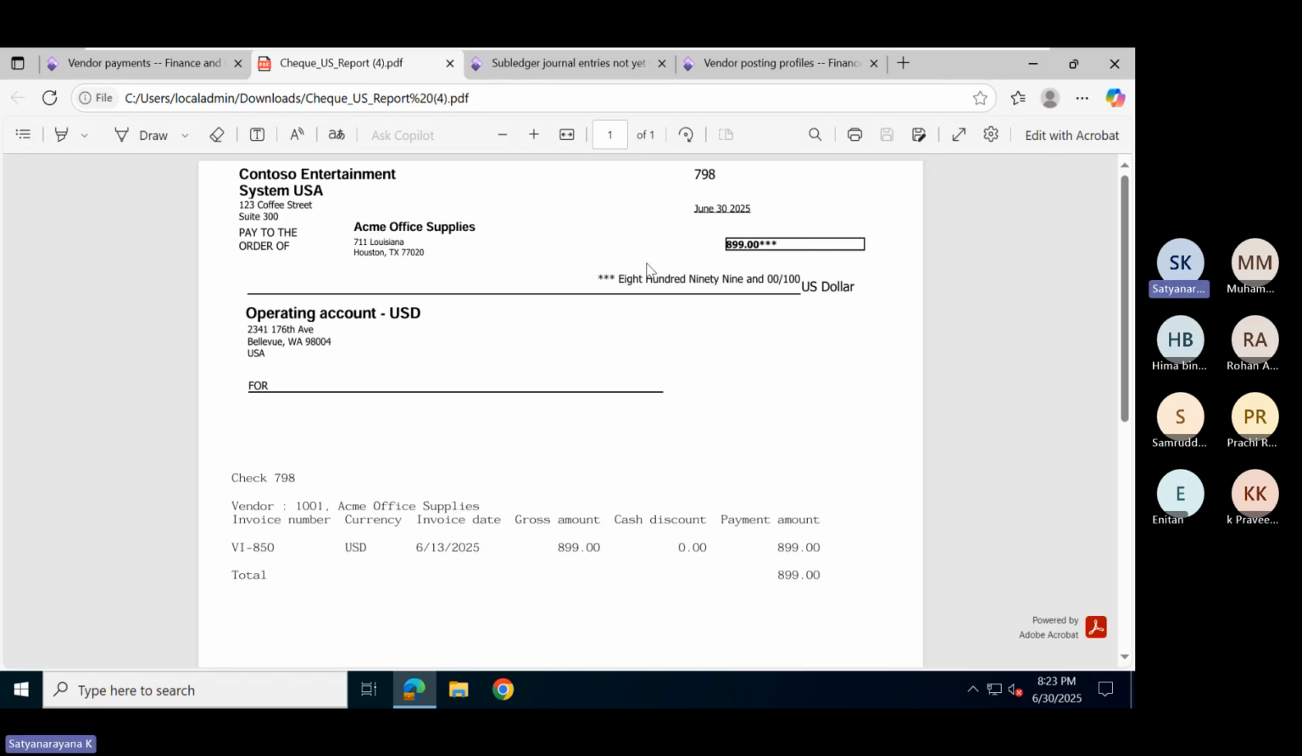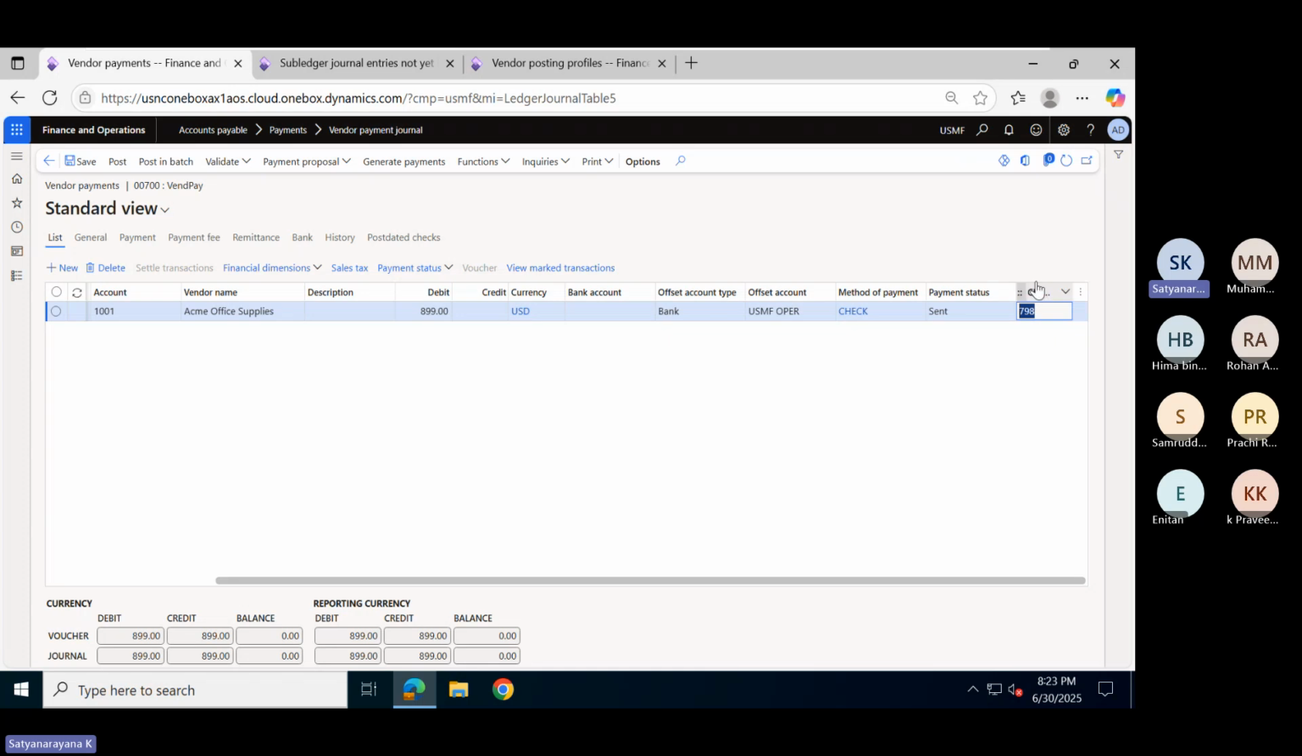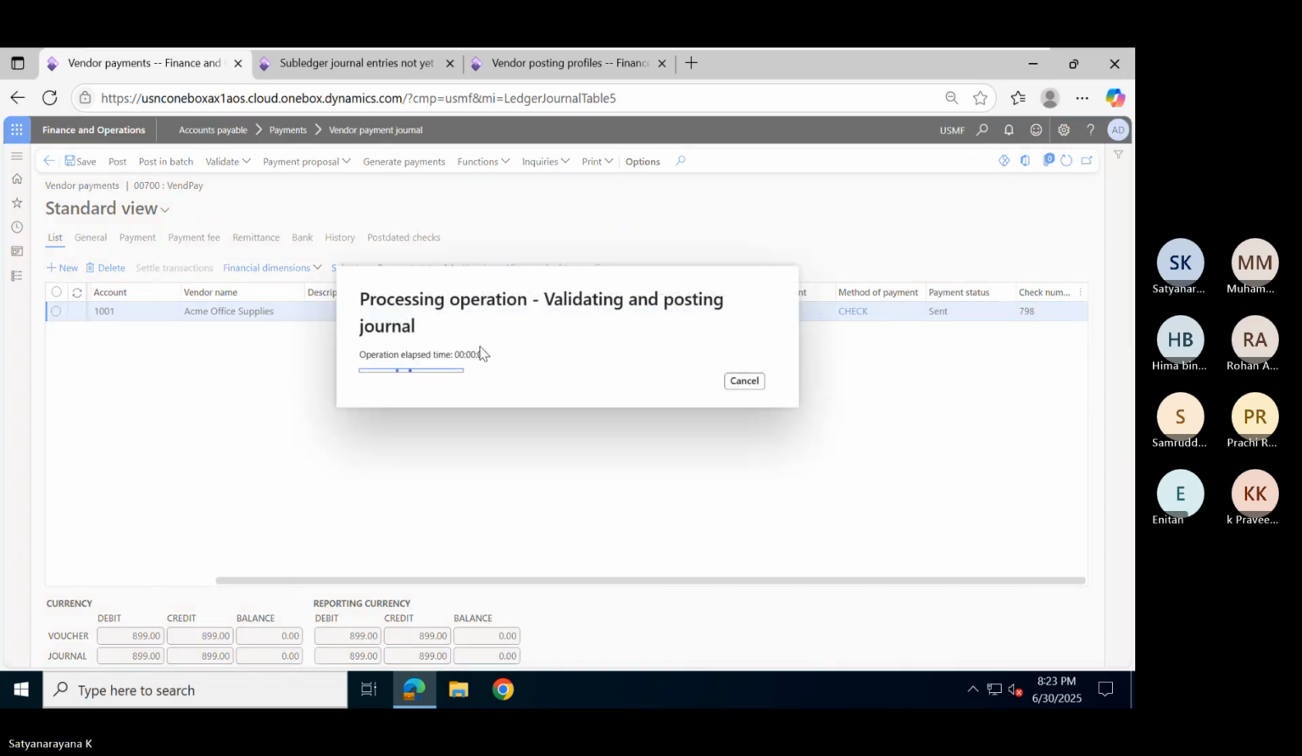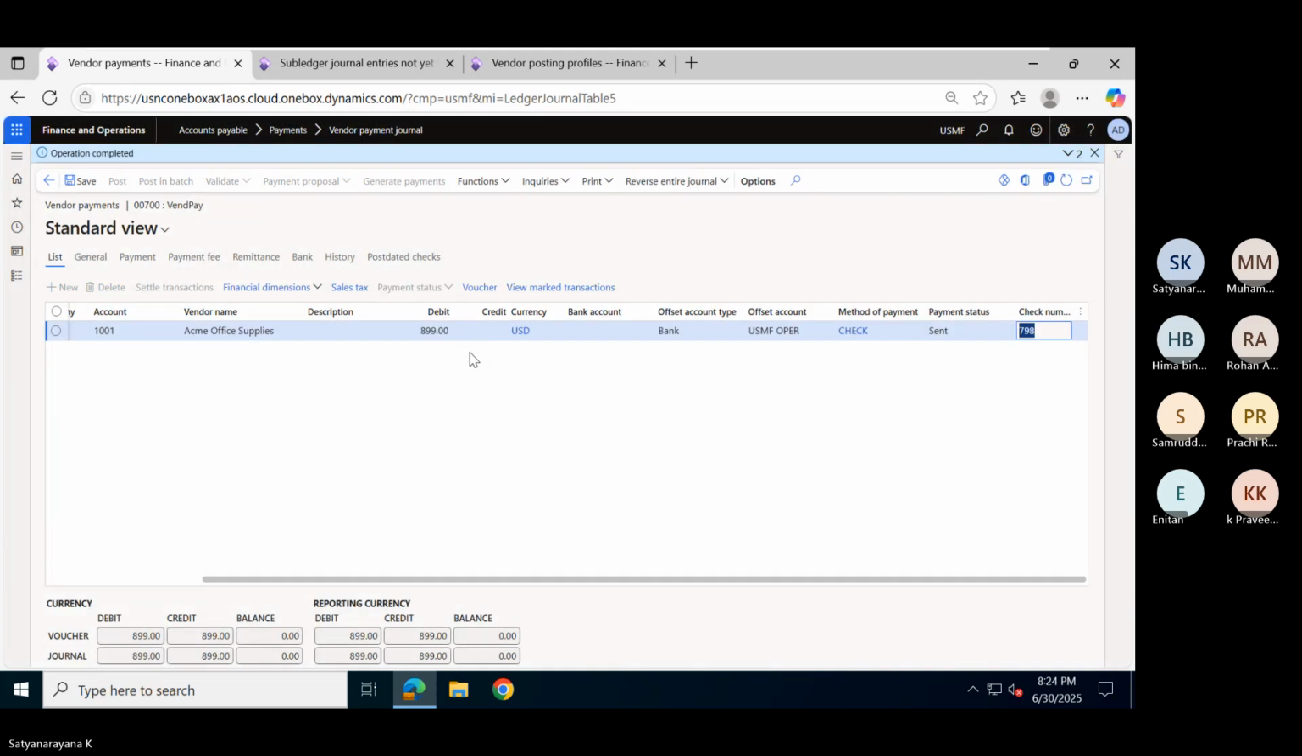This is the check format. So we are giving the check to the vendor. We'll understand this in detail tomorrow. Now the check number is generated. You can post. Then you can see the voucher.